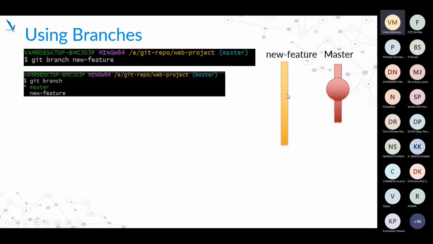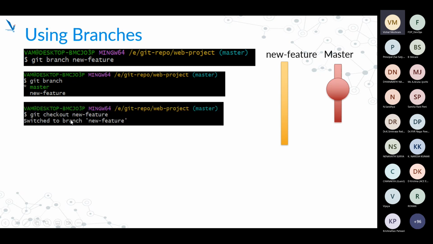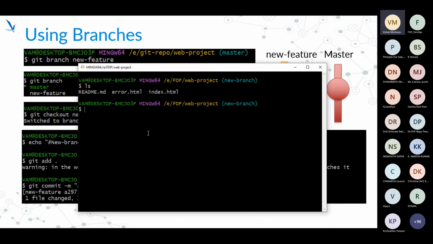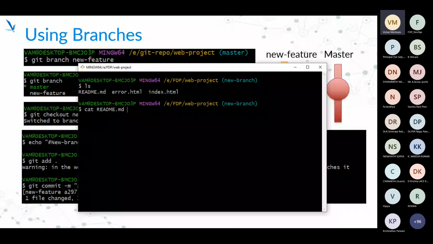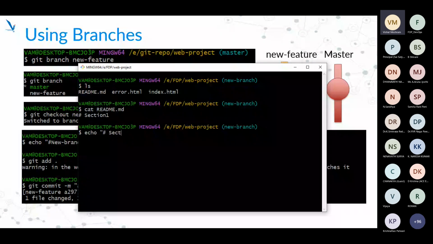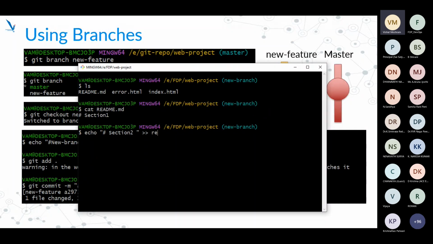Now you can observe here there are two branches, and with git checkout new feature, that means now you are working here. Right now I am in the new branch, and here I can see the readme file, and section 1 is written in it. Now I am going to modify this readme. How to modify? Again I will use the shortcut. So I will add section 2 also, and add this into the readme file.